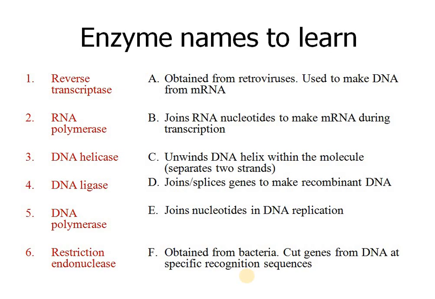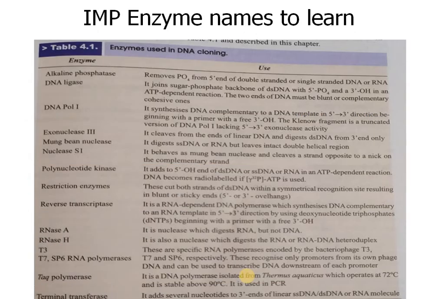Most of these recognition sequences are palindromic sequences, like adenine, thymine, thymine, adenine, guanine, and so on. That is known as a palindromic sequence. They will cut at the palindromic sequence. So these are a few examples. We will see more examples of enzymes.